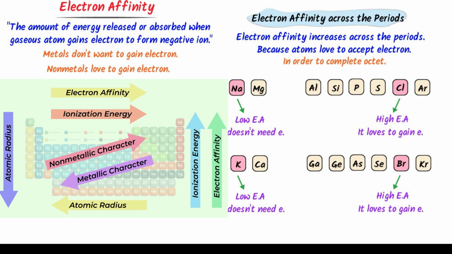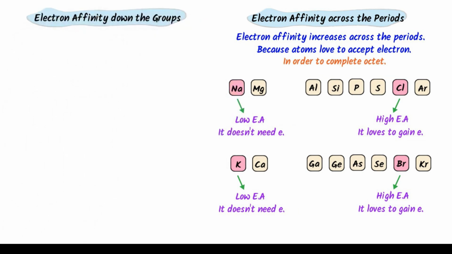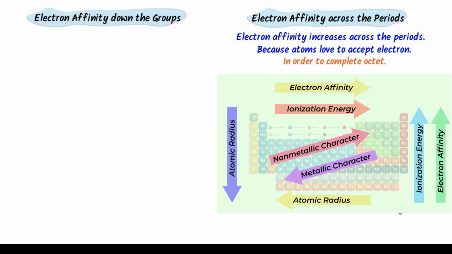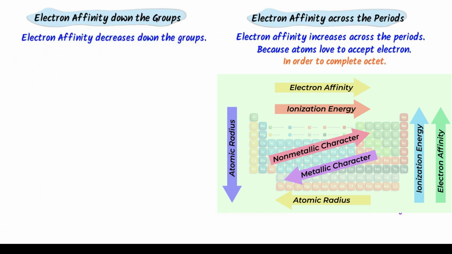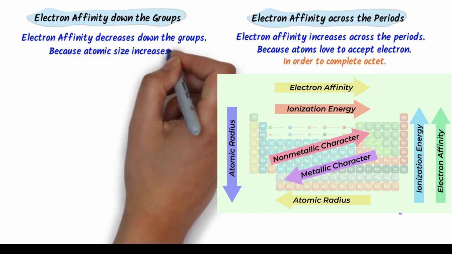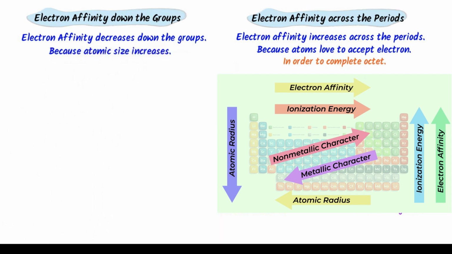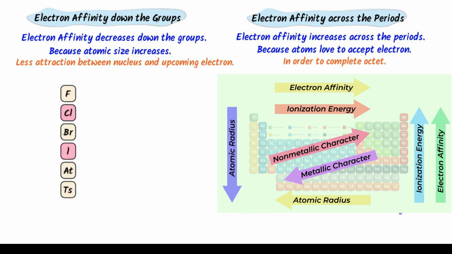Finally, we will learn trends of electron affinity down the group. Remember that electron affinity decreases down the group or becomes less negative as you move from top to the bottom. Down the group, size of atoms increases, due to which the attraction between nucleus and incoming electron is weaker. For example, in group 7, chlorine has more negative electron affinity than iodine.